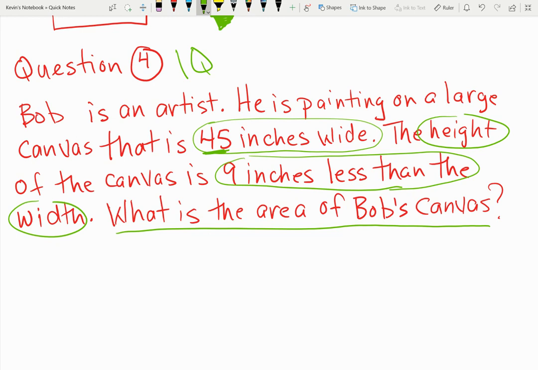Okay, so again, math practice 4. Let's go ahead and make sure you guys are using your math practice 4, your drawing. You're going to be a visual learner. You're going to visually draw it out. And it already tells you it is 45 inches wide. You're going to have to find the height before you can find the total area.